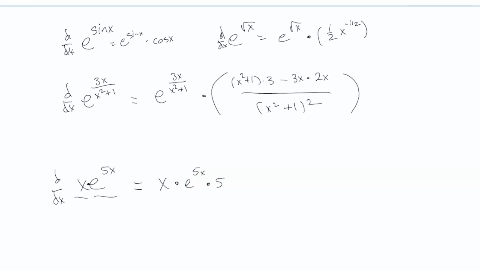And then plus, that was the first half of the product rule. The second part times the derivative of the first part, that's just e to the 5x times 1. This is the second part. This is the derivative of the first part. That's what I got. Any thoughts about that one?